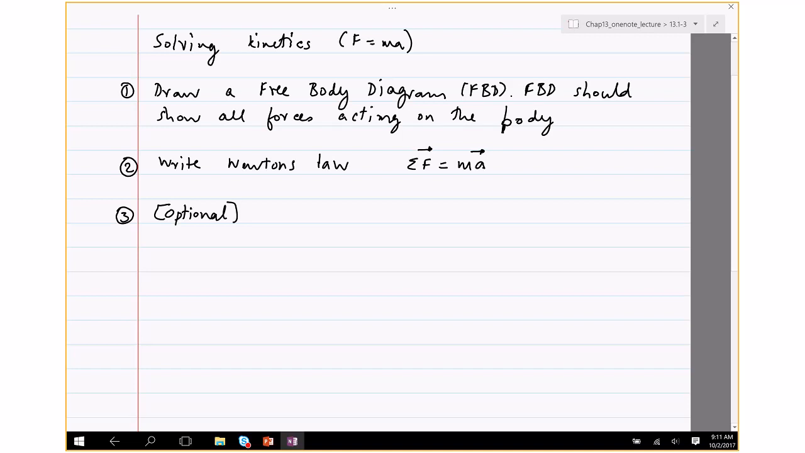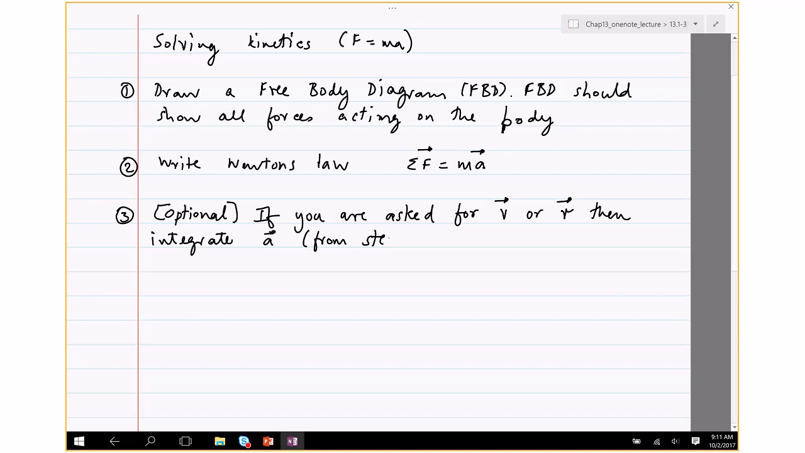If you're asked for, let's say, the velocity or the position, then integrate a, which you get from step 2, to find v or r, right? So if you want to find v, you have to integrate that particular expression once, acceleration, and you need to integrate twice if you want to find position.